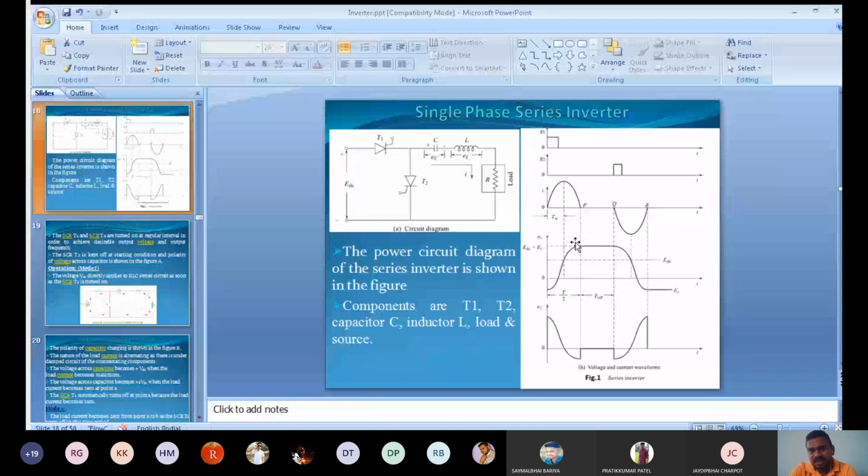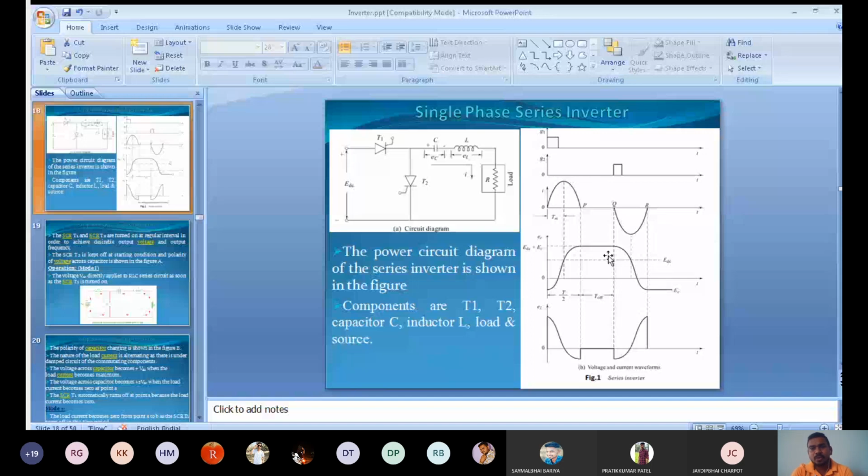Now in this time duration, SCR T1 and SCR T2 are both in off condition. Not a single SCR is in on condition. So in the time duration P to Q, no SCR will conduct. Both are off, so the voltage across the capacitor remains constant in this time duration P to Q.